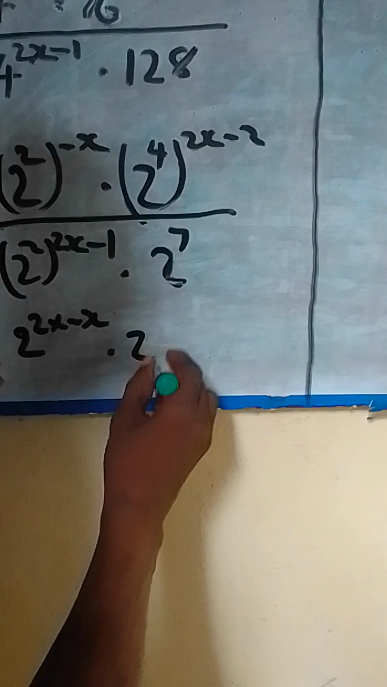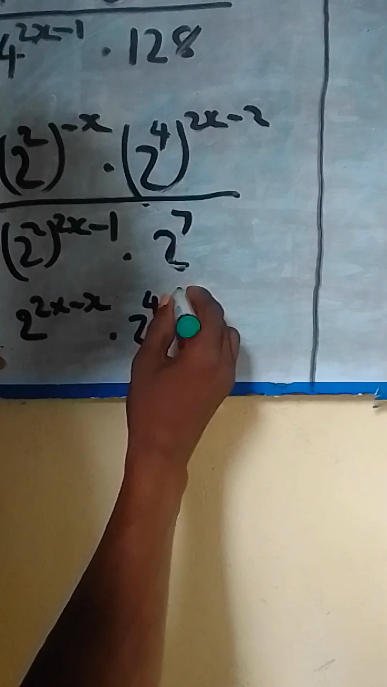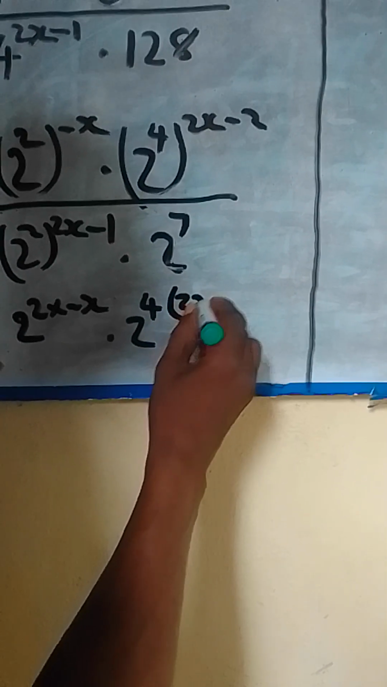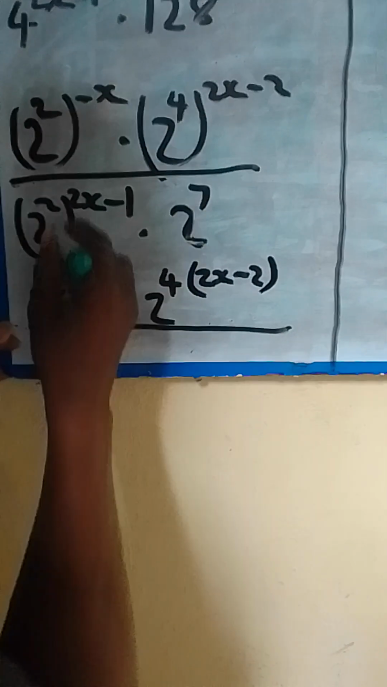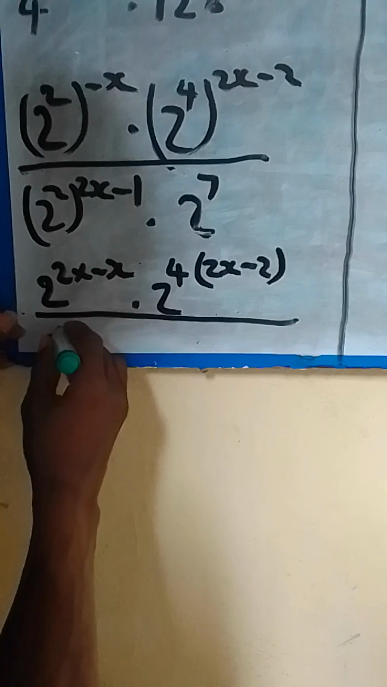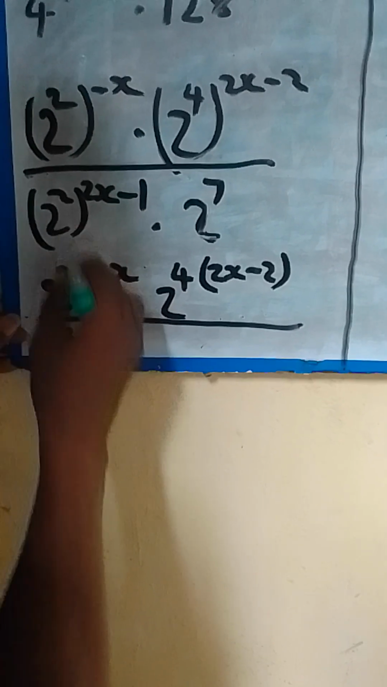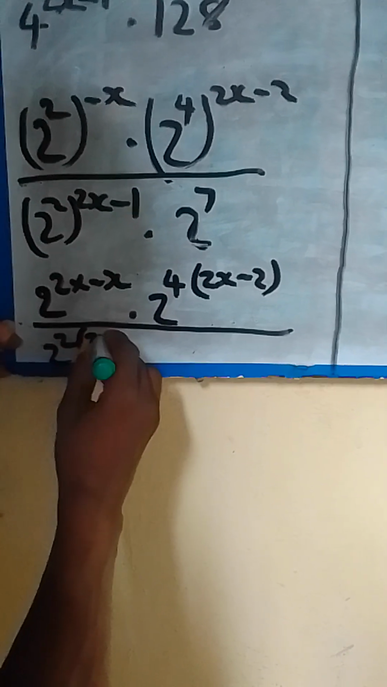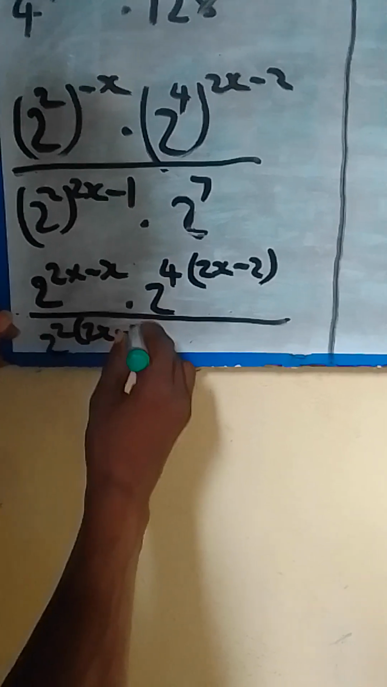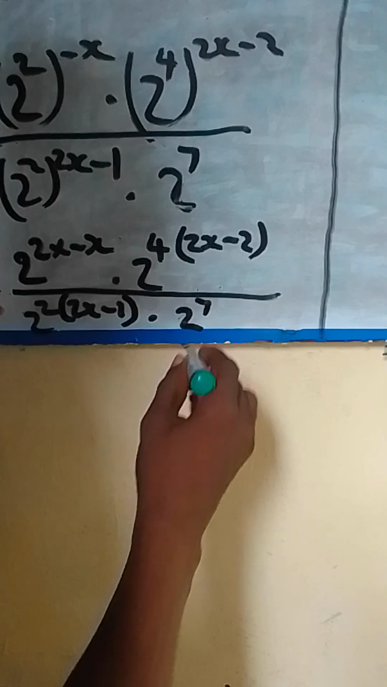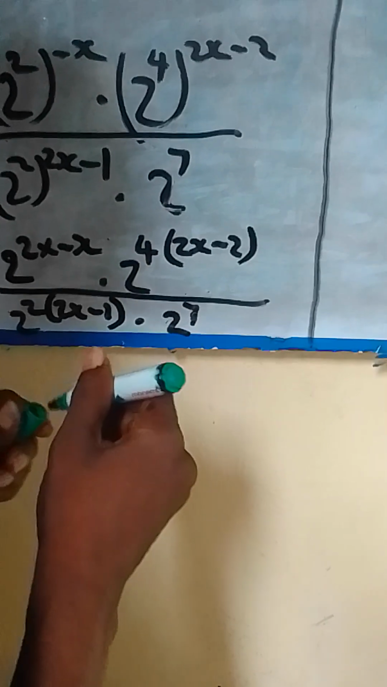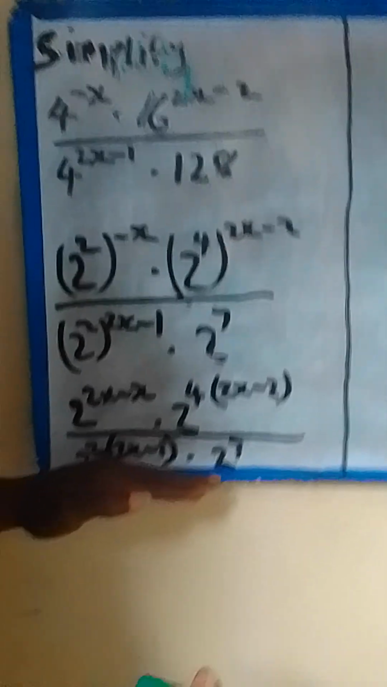This means 2 raised to the power 4 times 2x minus 2, all over. This one also means 2 raised to the power 2 times 2x minus 1, times 2 raised to the power 7. So as you can see, this means the same thing as this.